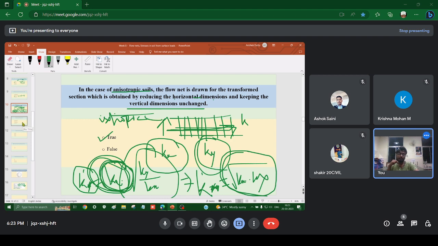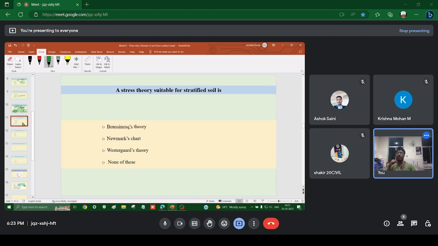Next question. A stress theory suitable for stratified soil is which one? Westergaard. Yes, Westergaard's theory is useful for stratified soils and varved clay. I discussed it on the first day. For those kinds of soils, Westergaard's theory is more suitable. It consists of more parameters, I believe. That is why it is more suitable for stratified soil.